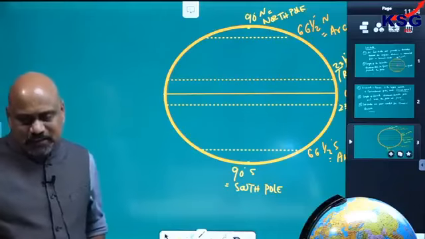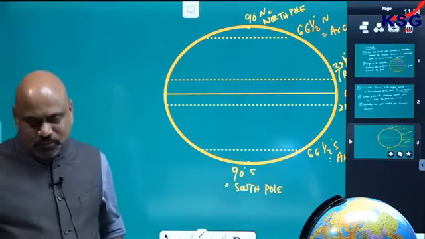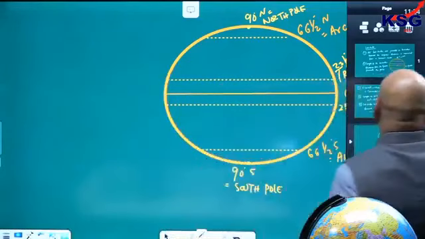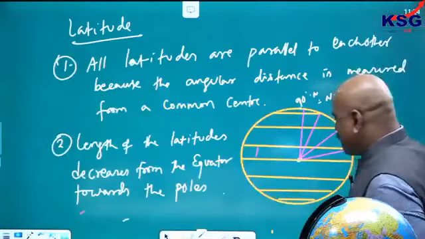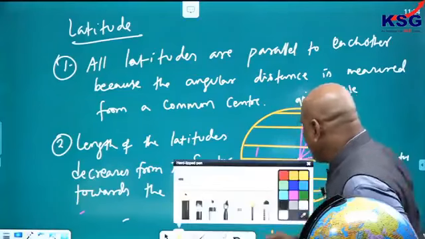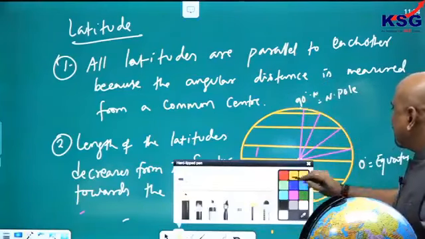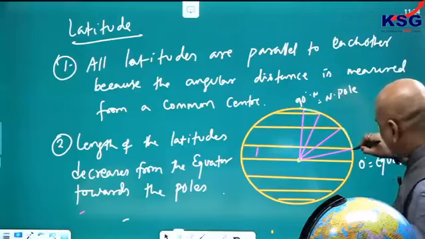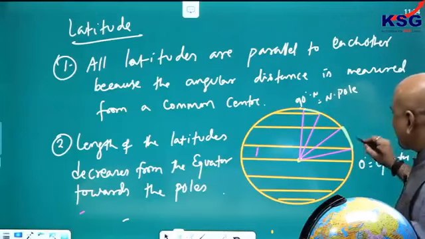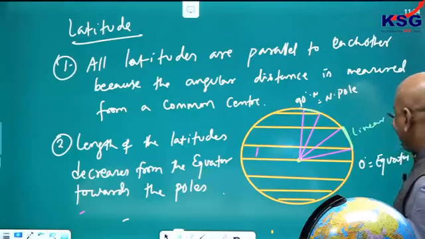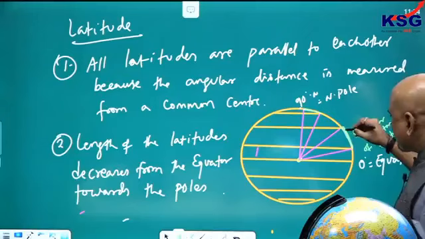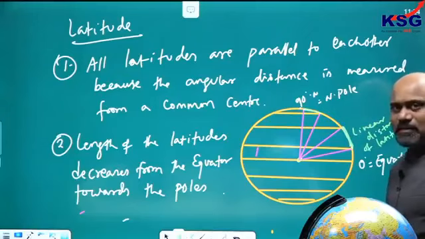What is the linear distance of the latitude? Sir, please repeat the first 2 points. Have we done it? Linear distance of latitude, let me tell you here. Look at this diagram. Linear distance of latitude here means, see, this is the linear distance between two latitudes. The distance on the surface between two latitudes is the linear distance.